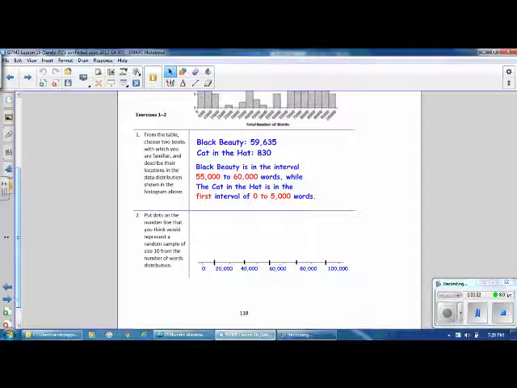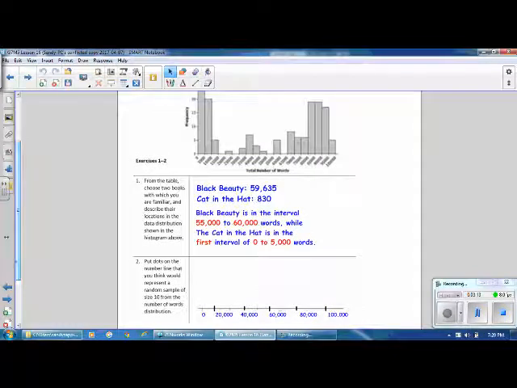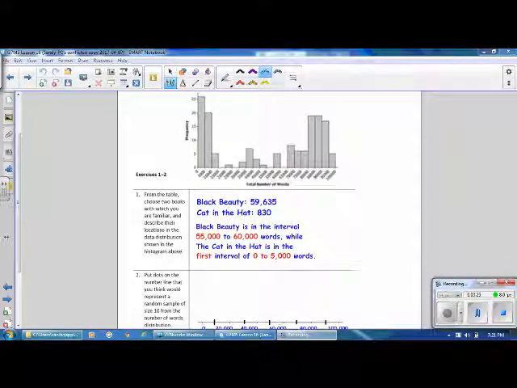Put dots on the number line that you think would represent a random sample of size 10 from the number of words distribution. So instead of drawing 10 random samples, we are going to just think, if we had a sample of 10 books, what would the number of words be like? Look at the histogram and see how the data is distributed. And notice in the first interval that that is the tallest.